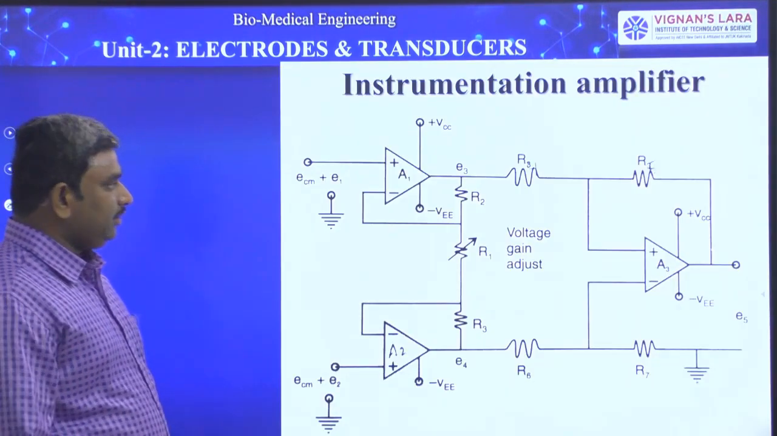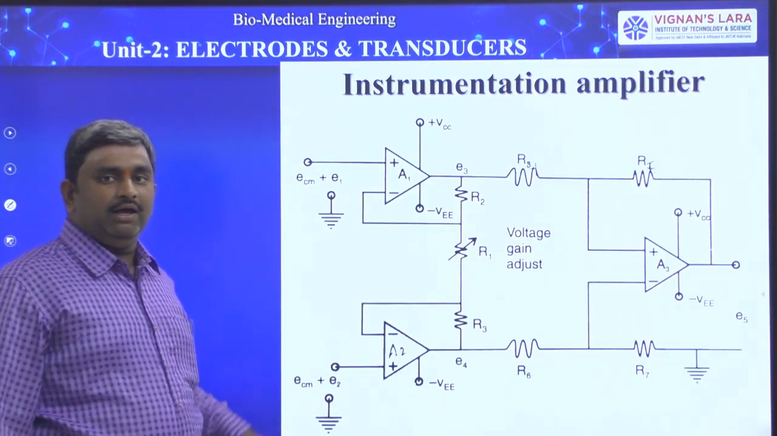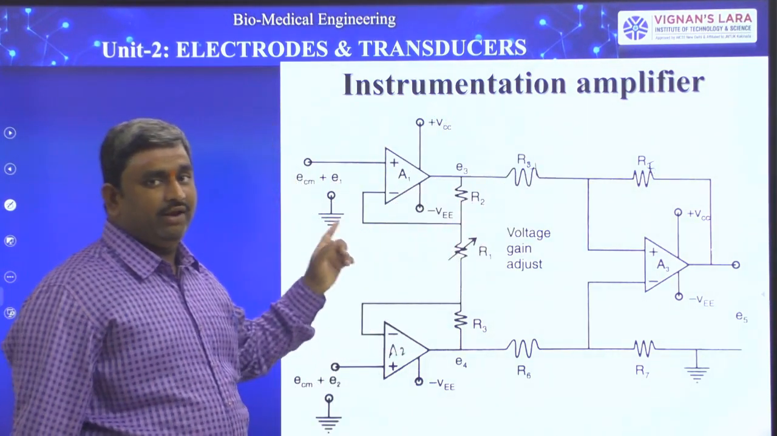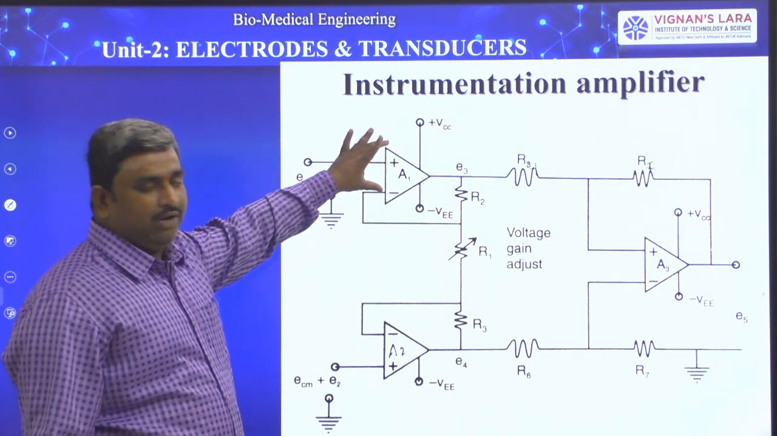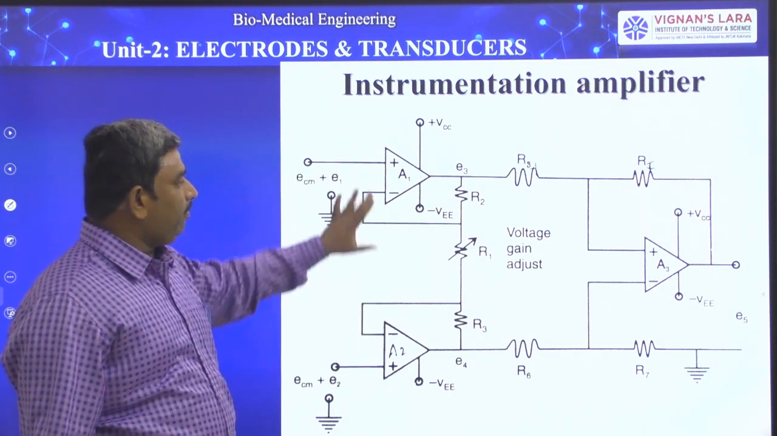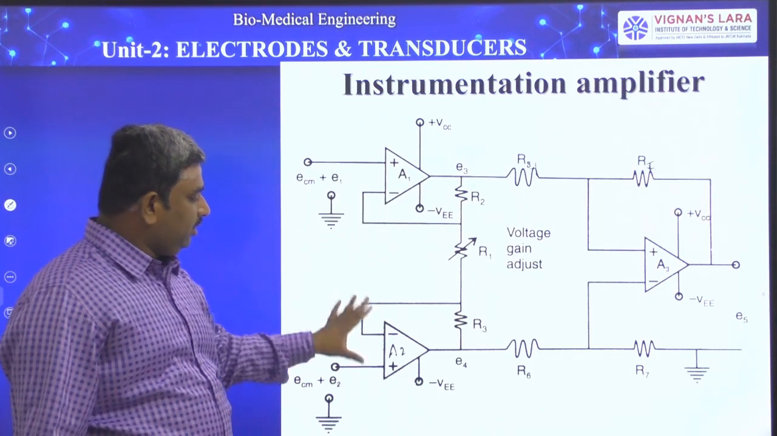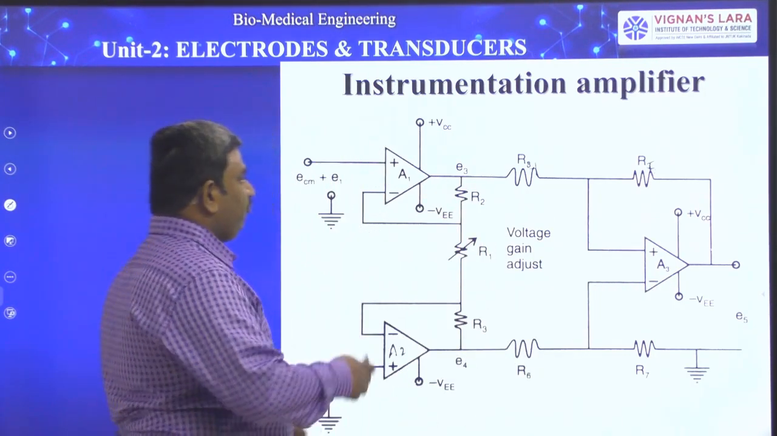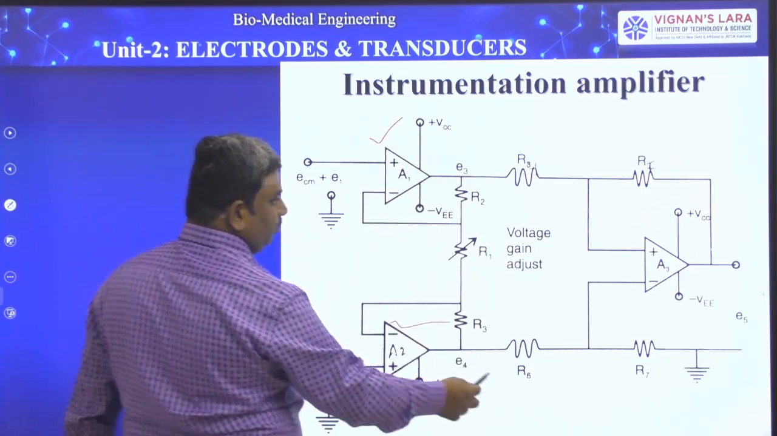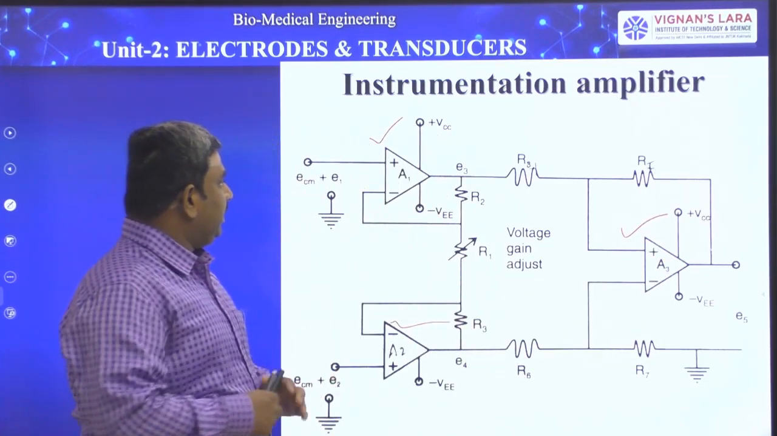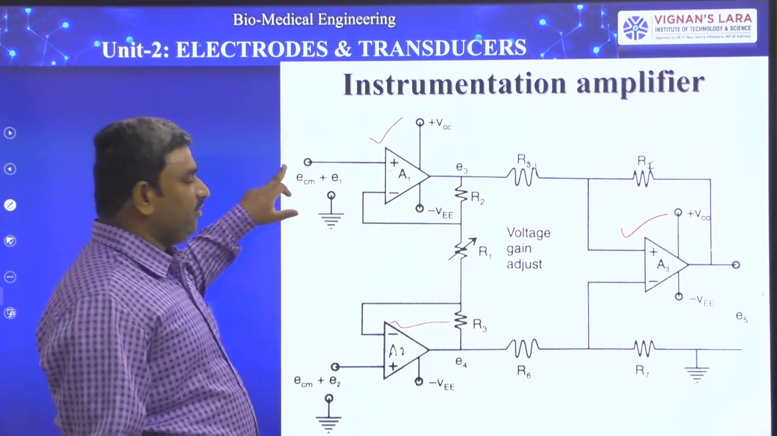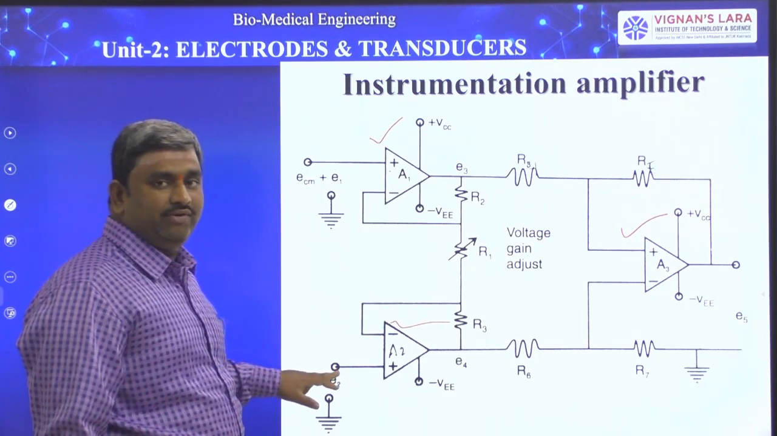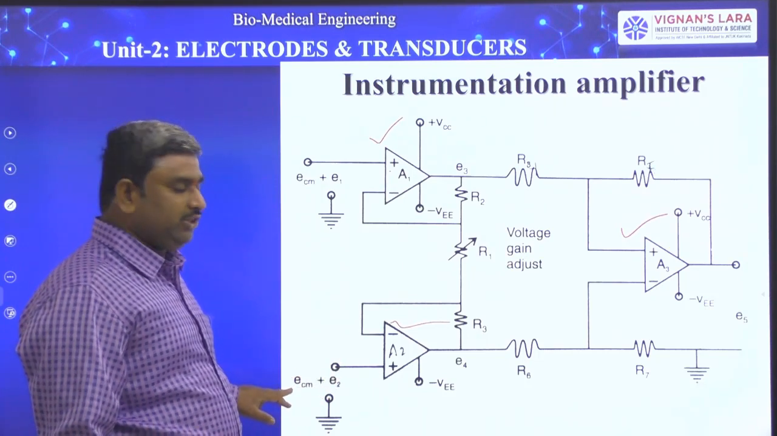Next, this is a basic instrumentation amplifier. In this instrumentation amplifier, here we have the first op amp and here we have the second op amp. The op amps are named A1 and A2, and here we have one more, A3. Totally we have three op amps: A1, A2, and A3. Next, for the first op amp, we give the signal E1 plus ECM. Here also we give the input signal E2 with ECM.